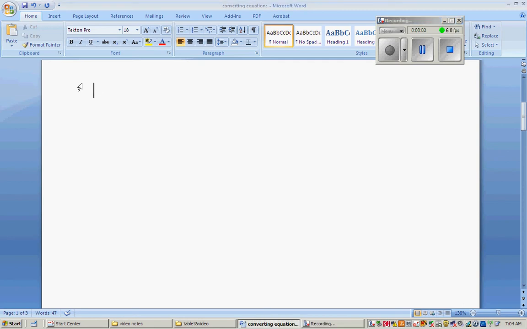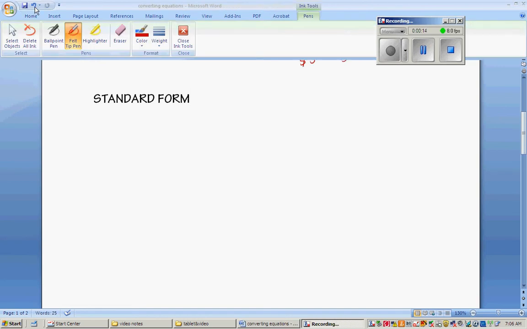Standard form. We don't use it for graphing, but we do use it for solving equations and doing a variety of other things. So what is standard form?